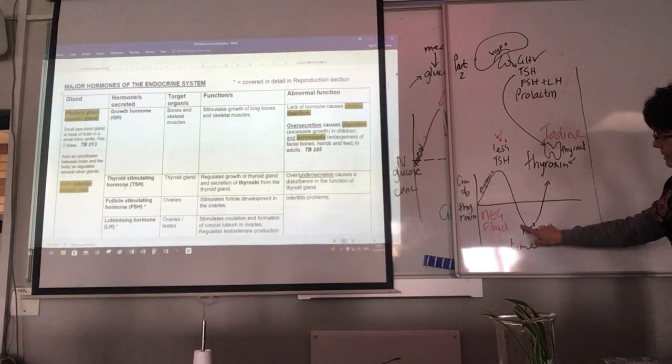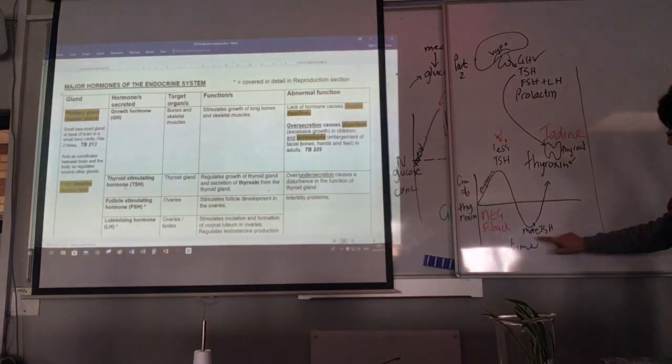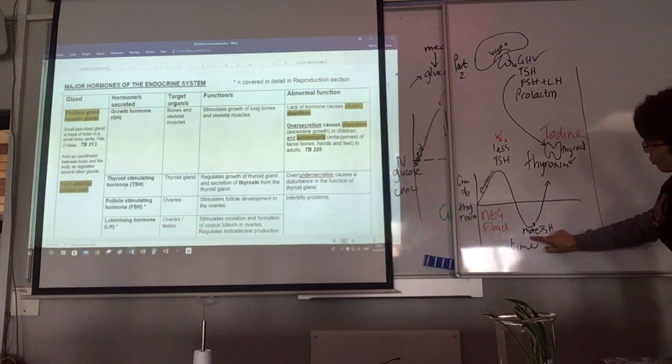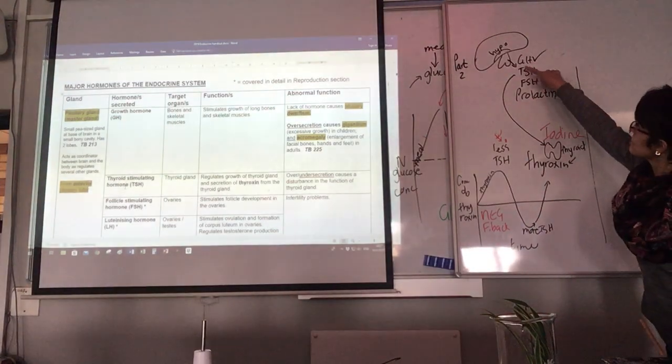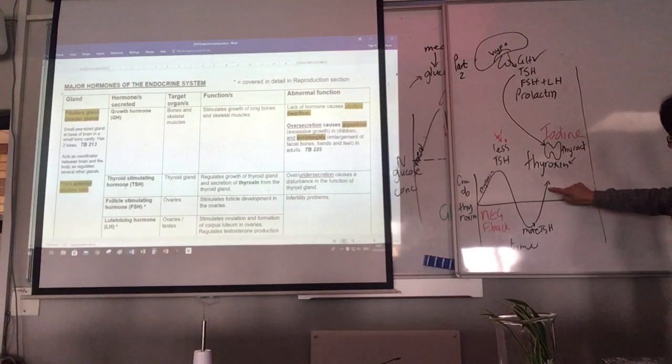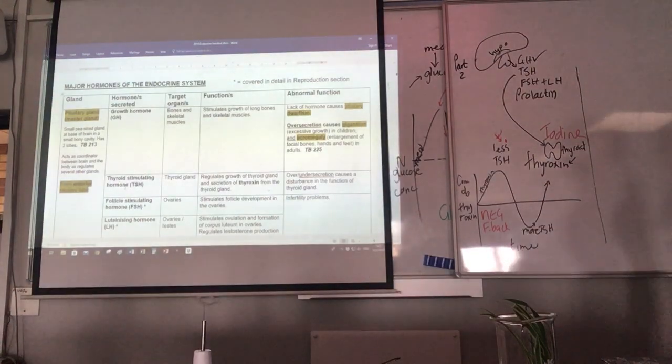But then it becomes too low again. So that's sensed by the pituitary gland, because blood passes through it. So then more TSH is secreted by the pituitary gland, which stimulates the thyroid gland to secrete more thyroxine, and so on and so on. So that's an example of negative feedback.